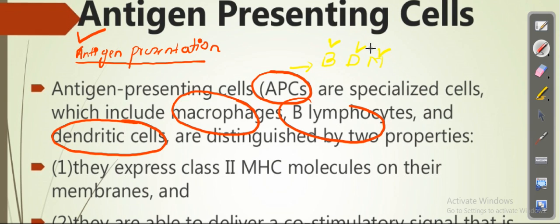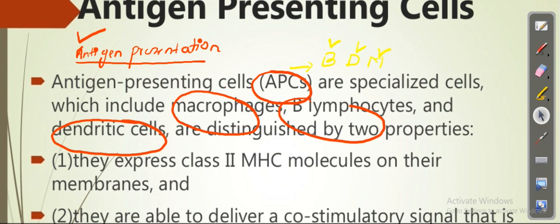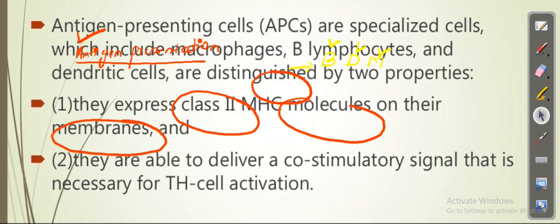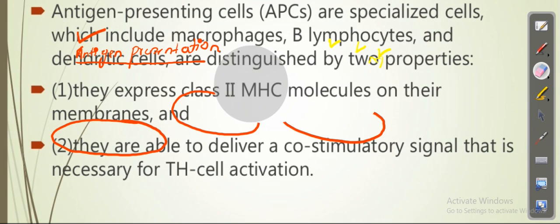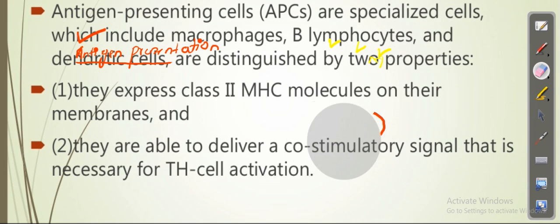So these are the antigen presenting cells, and these antigen presenting cells are distinguished by two properties. So what are those properties? Let me take one eraser. So those properties are, they express class 2 MHC molecules. So they express class 2 MHC molecules on their membranes.